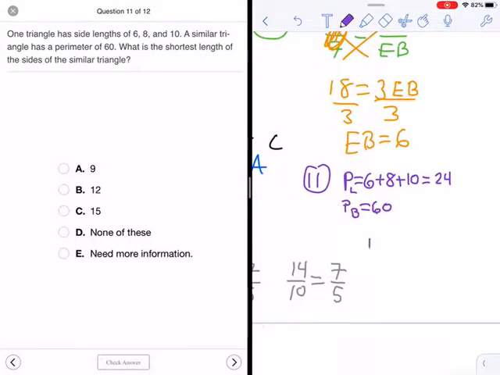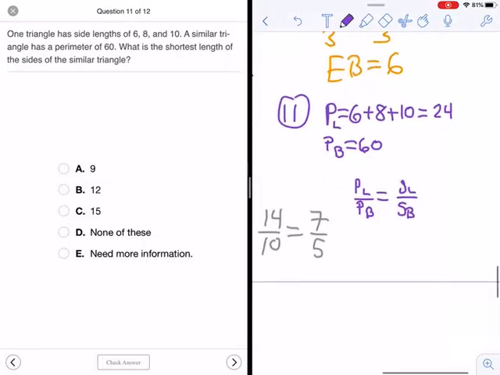So the perimeter of the little one over the perimeter of the big one equals the side length of the little one over the side length of the big one. Remember, those proportions are the same. So I have 24 over 60. The littlest side is 6. What's the corresponding side length for the other one? I'll just call that X now instead of S sub B. You can simplify beforehand, but I'm going to just bash this into a calculator and see what X will equal. What's 360 divided by 24? 15.